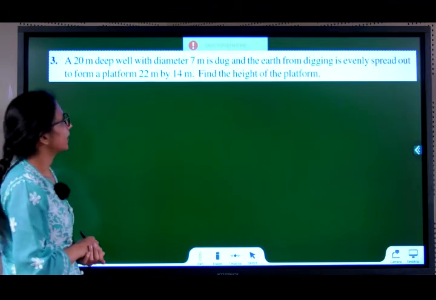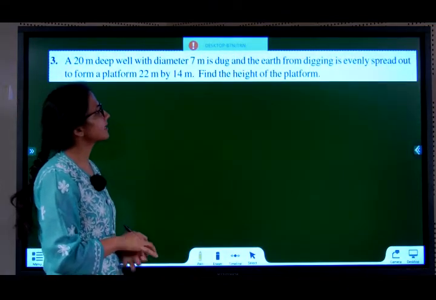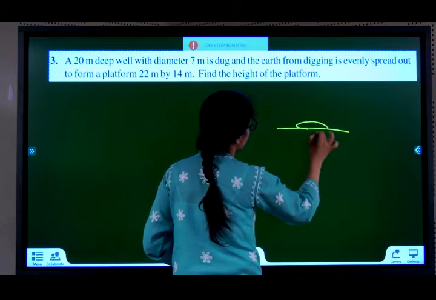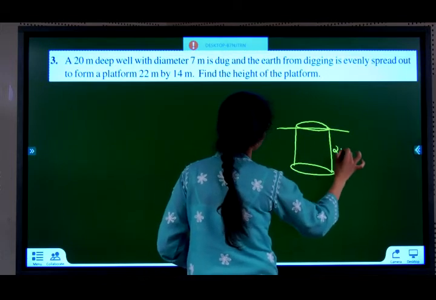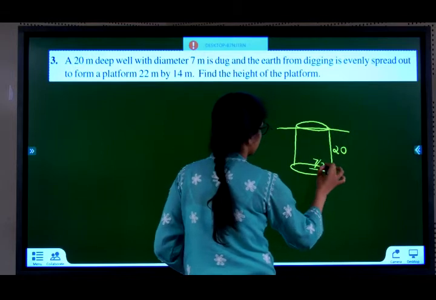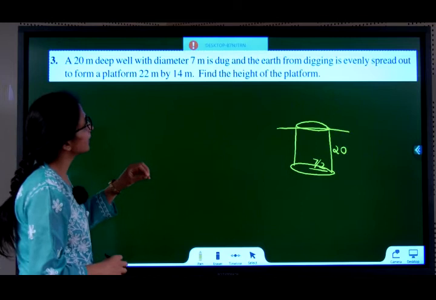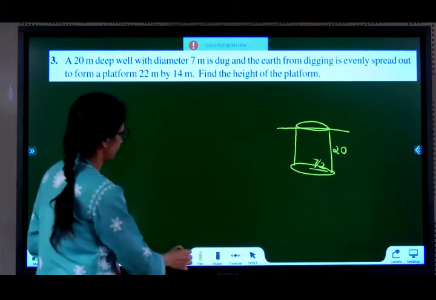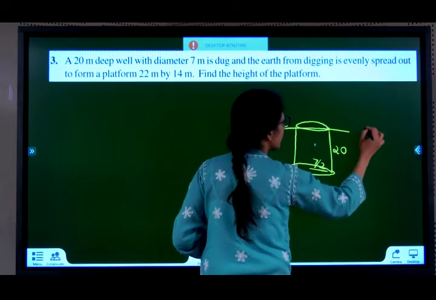Question 3. A 20-meter deep well with diameter 7 meters is dug. So from this ground here, we have dug a well which is 20 meters deep and diameter 7. So radius is 7 by 2. The earth from digging is evenly spread out to form a platform. So we are taking this mud that is coming out and we are forming a platform.